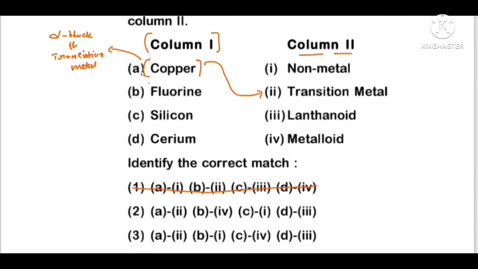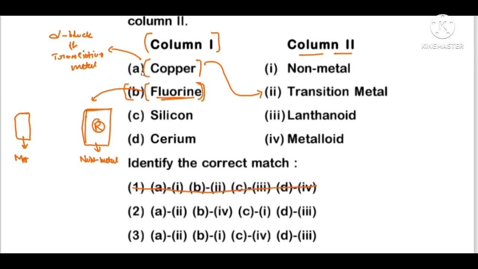The next one is fluorine. We know the concept that in the periodic table, the elements present on the left-hand side are called metals. The elements present on the right-hand side are called non-metals. Fluorine is present on the right-hand side, which means fluorine is a non-metal. So B matches with 1.